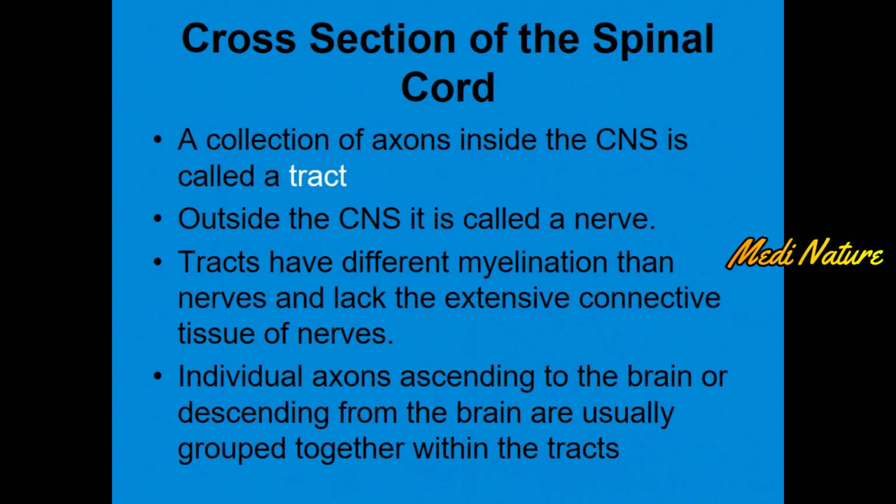A collection of axons inside the central nervous system is called a tract. But outside the central nervous system, a collection of axons is called a nerve. These tracts have different myelination than nerves, and also they do not have the connective tissues like in nerves. These individual axons ascending to the brain or descending from the brain usually group together to form these tracts.